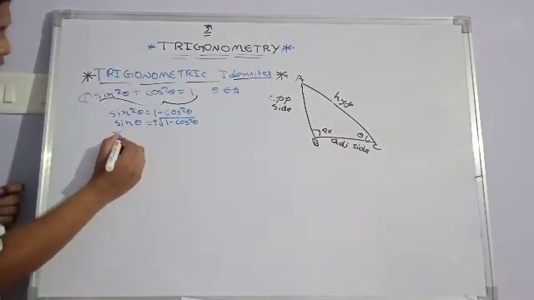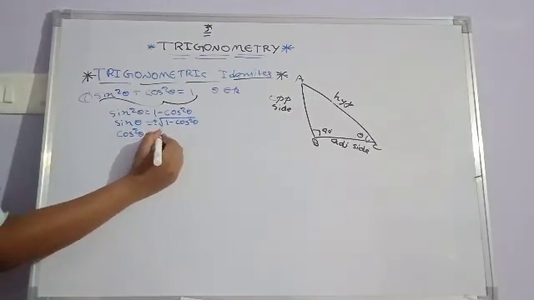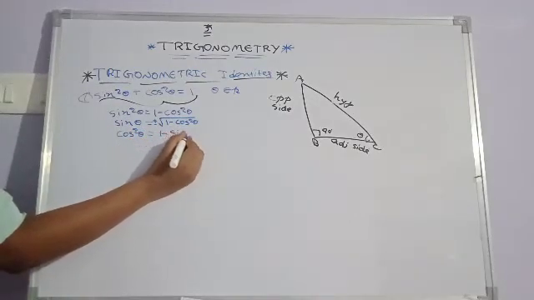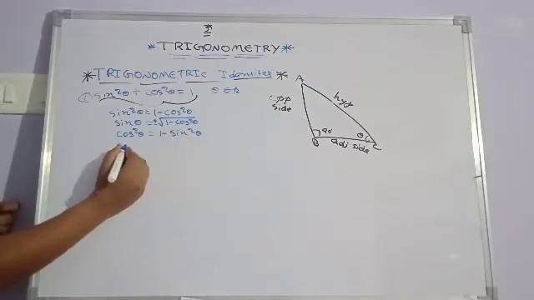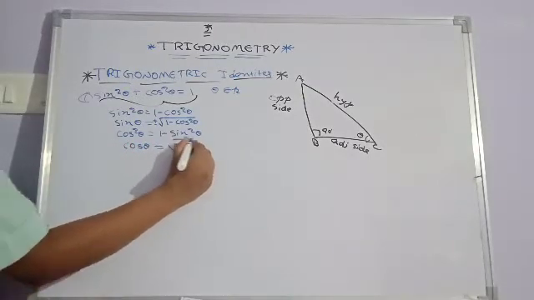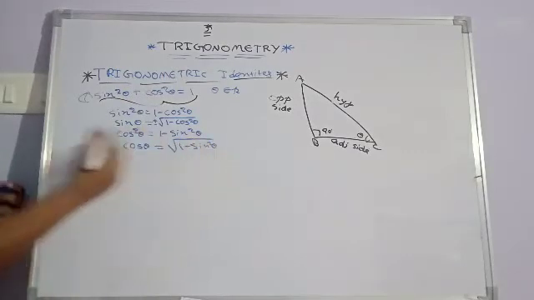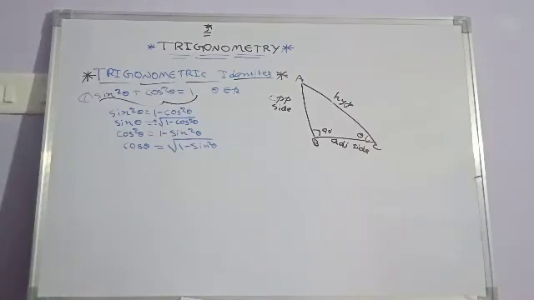And we can also write cos square theta is equal to 1 minus sin square theta. In the same way, cos theta is equal to plus or minus root over 1 minus sin square theta. This is the first identity.